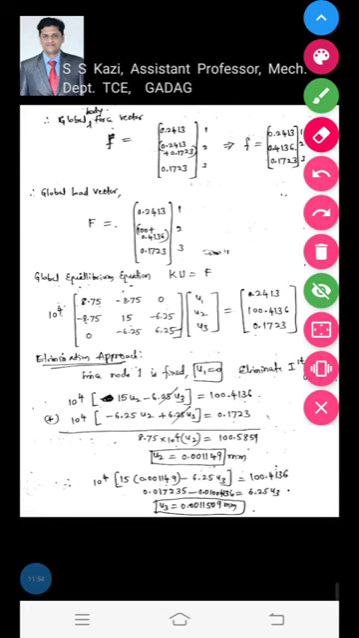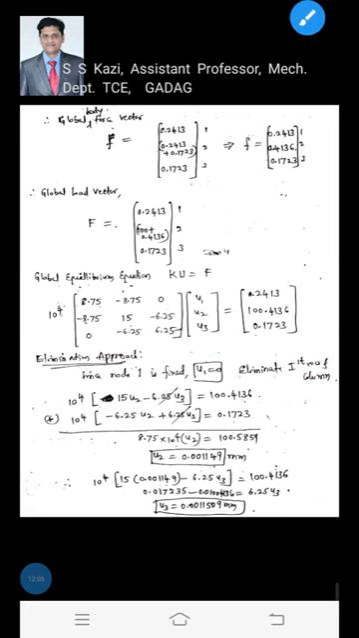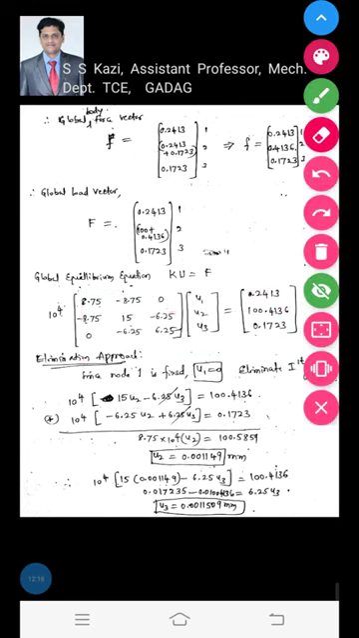U1, U2, U3. Since node 1 is fixed, it is provided with a support, hence U1 is 0. Eliminate the first row and first column. Hence only the remaining two equations have to be solved. Now what are these two equations? The first term is 8.750 into U1. U1 is already 0, so neglect this first term, and in the second and third equations you consider only these terms.